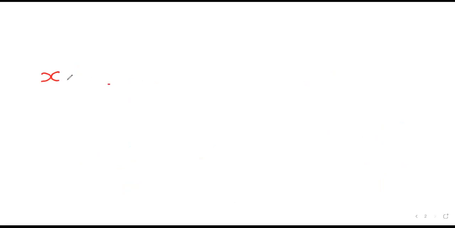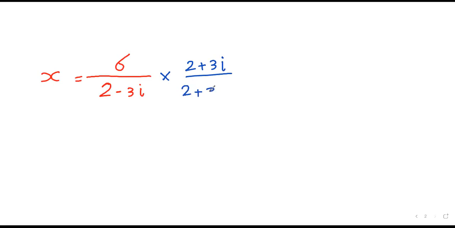What if x equals, let's say, 6 over 2 minus 3i, and I want to simplify x? To simplify this x, multiply it by the conjugate. So the conjugate of 2 minus 3i is 2 plus 3i, up and down.